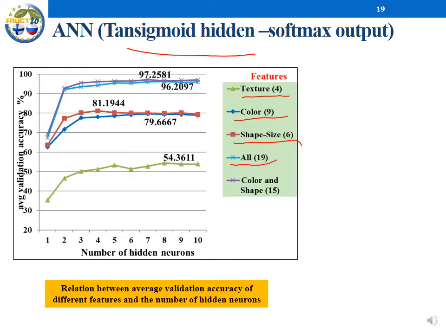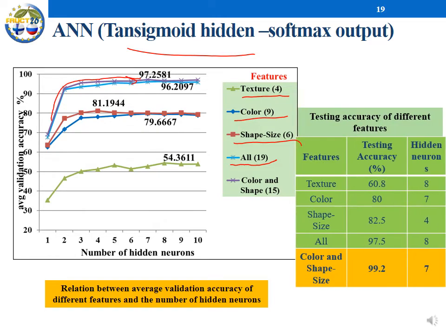The result is in this star 1. And then using only color and shape, in total 15 features, the result is the best, as you see here, the maximum. Then in terms of testing accuracy of different features, when we use only color and shape, we reach 99.2 in terms of testing accuracy using only 7 hidden neurons.